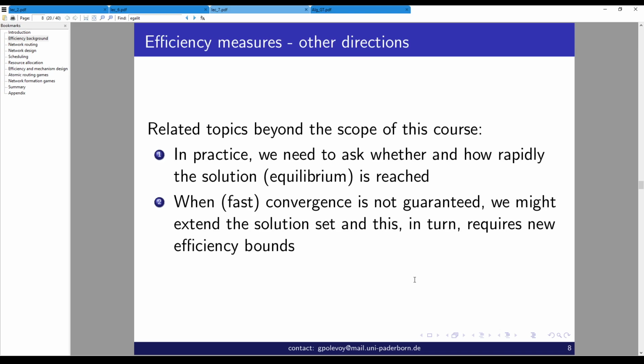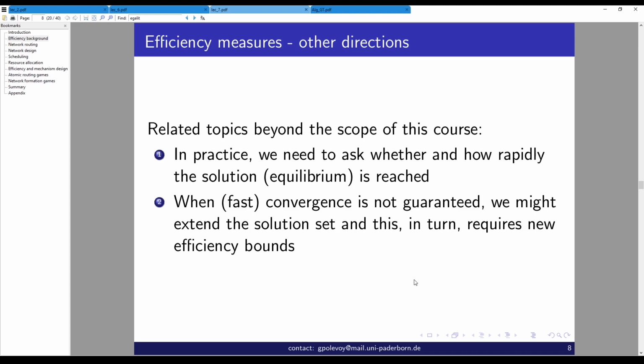Now, we are not going to deal with those topics, but they are definitely important to deal with in general. So, first of all, we need to ask whether this solution, for example, a Nash equilibrium, can be reached in practice, and if yes, how quickly. Say there is some best response process which tries to arrive there. Will it arrive? If yes, what can we say about the convergence speed? That's important. It's not always that we can get there, especially not always quickly. Definitely it's not always quick. In general, it's a hard problem.